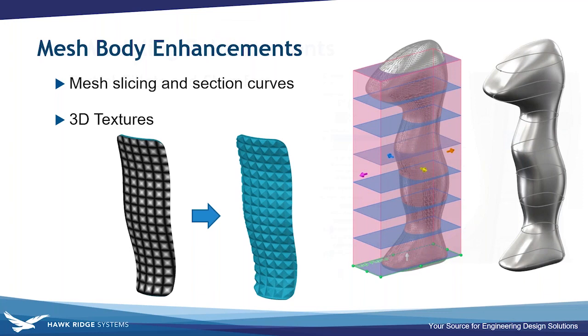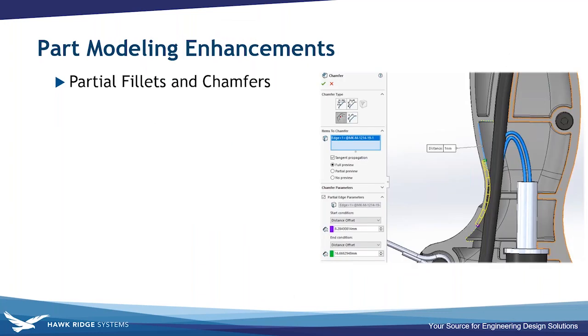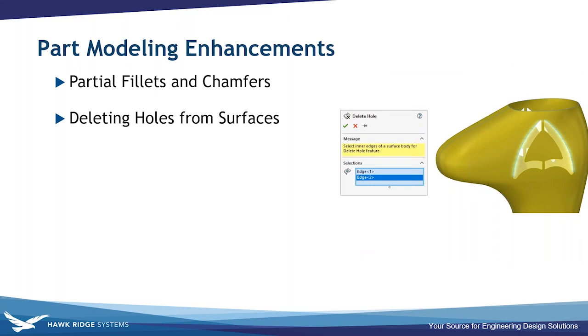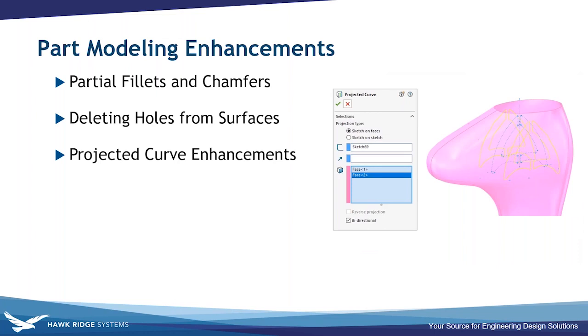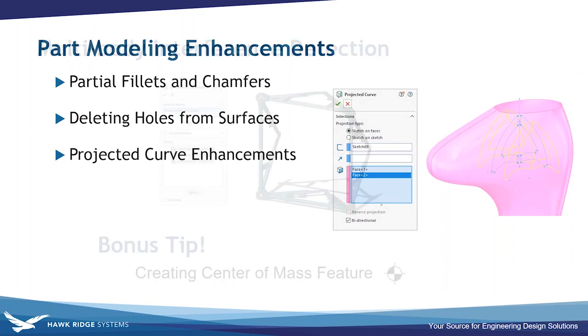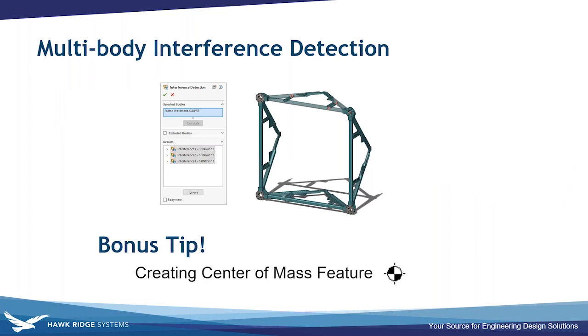So we're now going to summarize lots of those part modeling enhancements from 2019. So we have our partial fillets and chamfers, the delete hole tool from your surfaces. You can now project multiple closed contours in multiple directions upon multiple bodies with the projected curve tool. And in 2019, multi-body interference detection in the parts, and then the nice little bonus tip of the center of mass feature.